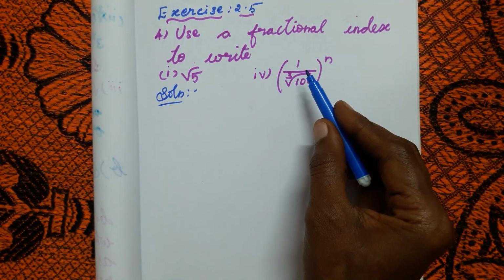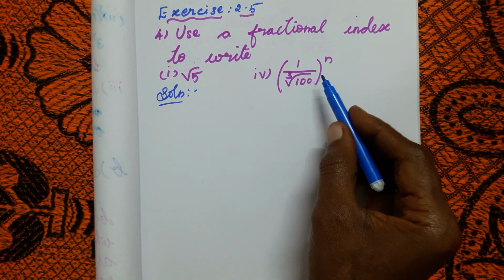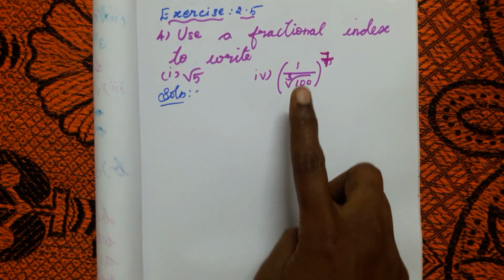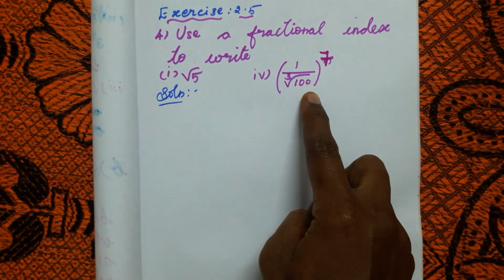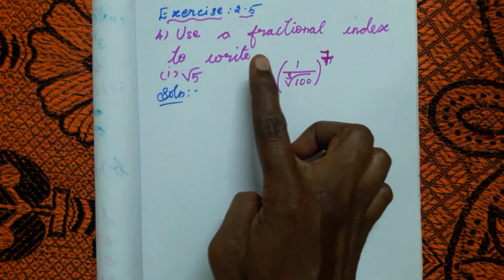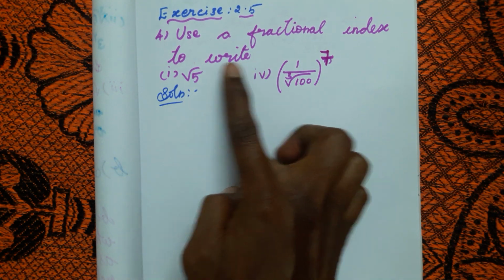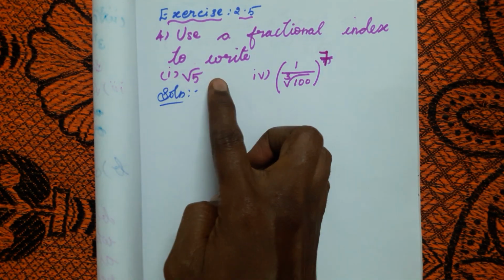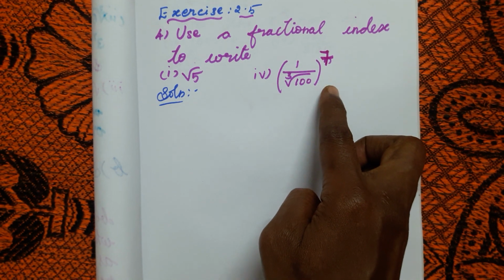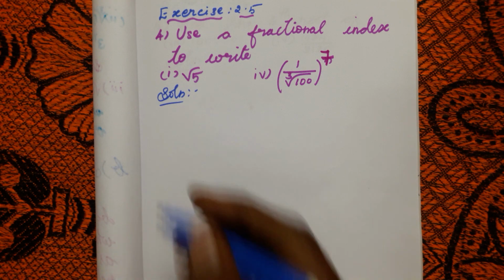Fourth question: 1 by cube root of 100 the whole power 7. We have to use a fractional index to write square root of 5, and 1 by cube root of 100 the whole power 7. First question.